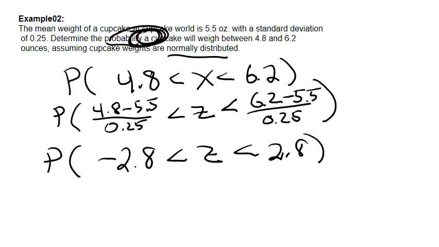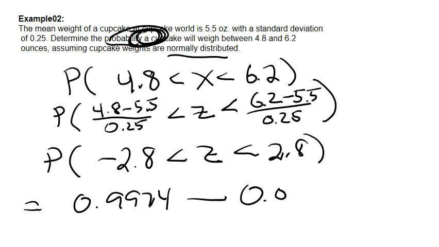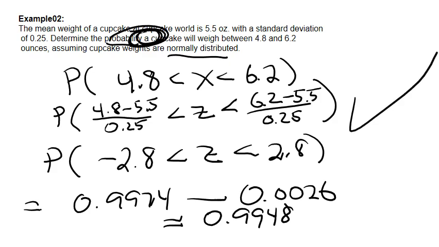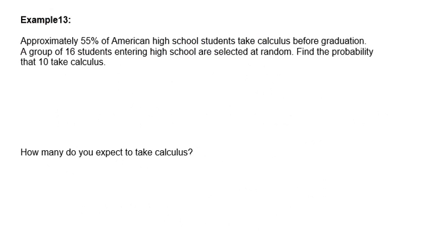Okay, well, that's the third scenario in the table. You look up 2.8. When you look up 2.8, you get 0.9974. When you look up negative 2.8, you get 0.0026. And when you do the math, you get 0.9948 for your answer. So if you got somewhere close to 99%, you're looking good. All right, moving on.